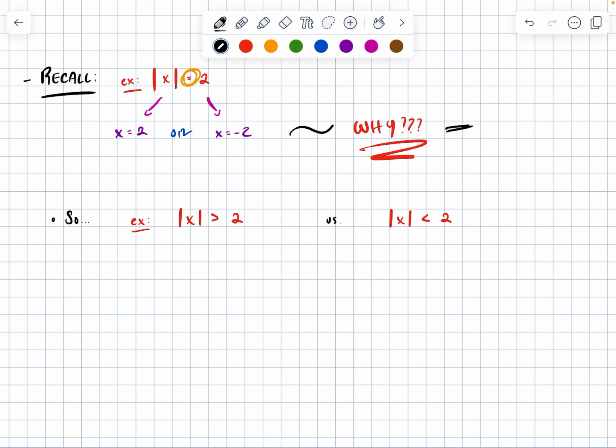Well, what it's saying is that I want to know what numbers are exactly 2 units away from 0 on the number line. And it turns out that those two answers are 2 and negative 2. Cool? Cool. Now let's take that idea and bring it to our greater than and less than cases.